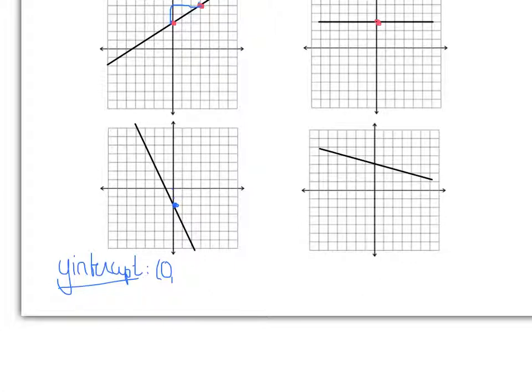I went down 1, 2. So I go 0, negative 2. Again, to find my slope, I'm going to need another point. So let's see, I'm going to try to find a nice point. This looks like a nice point here. And I always read from left to right.